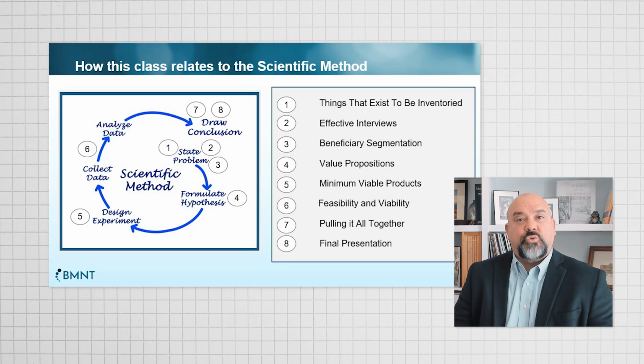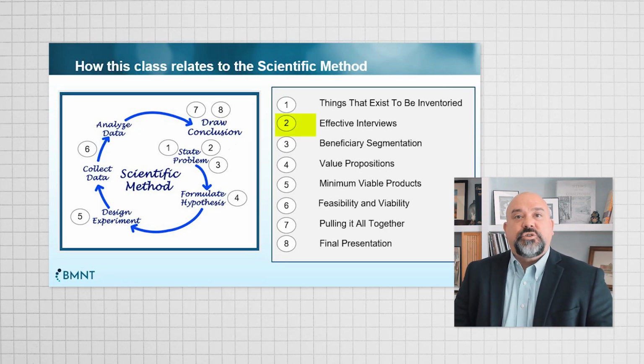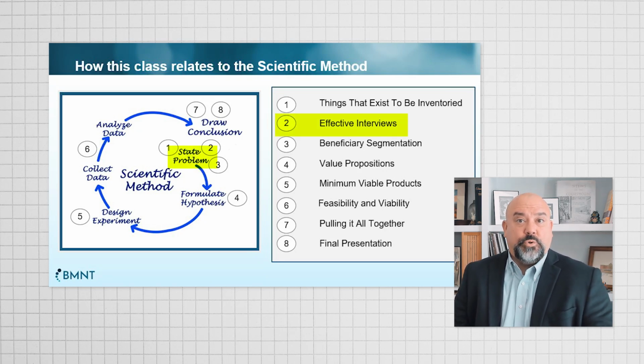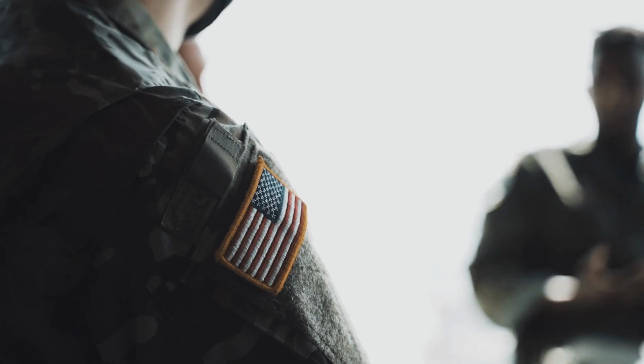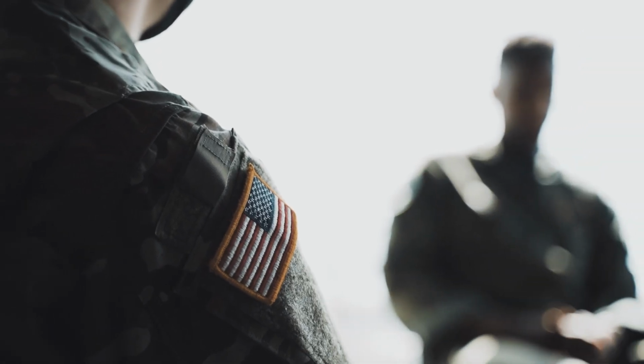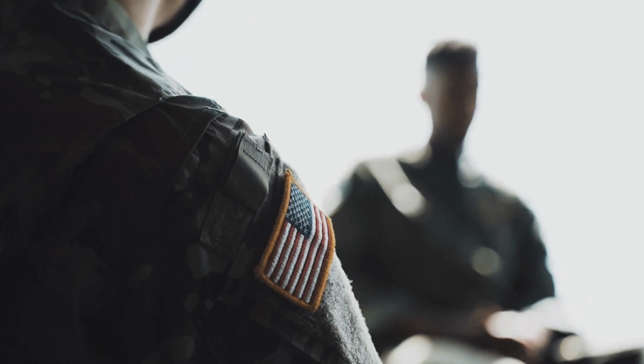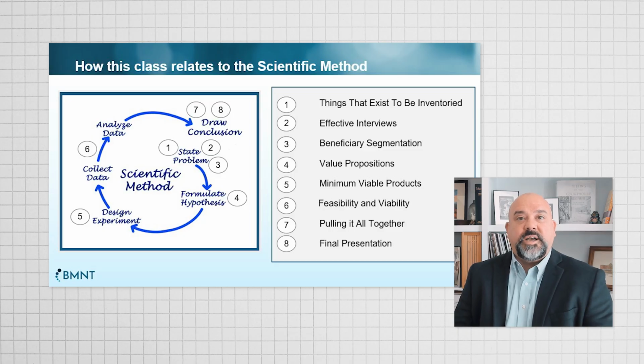You're going to understand where someone failed to achieve problem, solution, fit, and that's why you have these things that exist to be inventoried. We're then going to teach you about how to draw out problem workflows and use effective interviews with other people who you think experience the problem to understand what the problem is, and just as importantly, what the problem is not. Lastly, we'll apply this idea of segmentation that is very commonplace in the private sector, and we'll use it in the public sector as the idea of beneficiary segmentation.